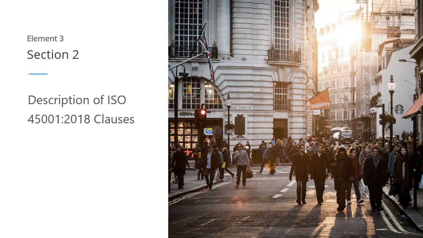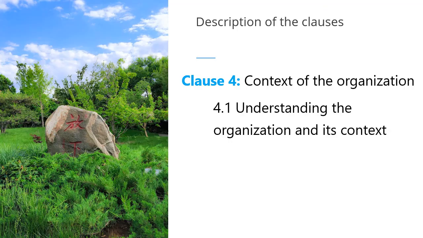Element 3, Section 2. In this section, we shall discuss ISO 45001 clauses in detail and how those clauses can be interpreted in terms of actionable requirements by the organizations. The requirements for the organization regarding the OHS management system based on ISO 45001 start from clause 4.